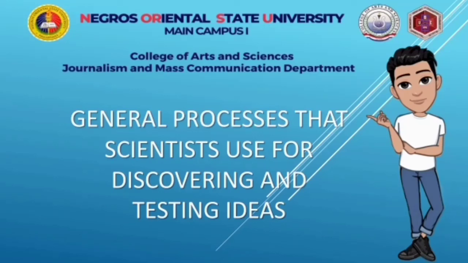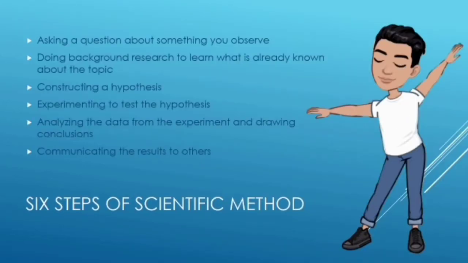In this video, you will learn about general processes that scientists use for discovering and testing ideas. So we have here the 6 steps of scientific method. Number 1 is asking a question about something you observe. Number 2, doing background research to learn what is already known about the topic. Number 3, constructing a hypothesis.